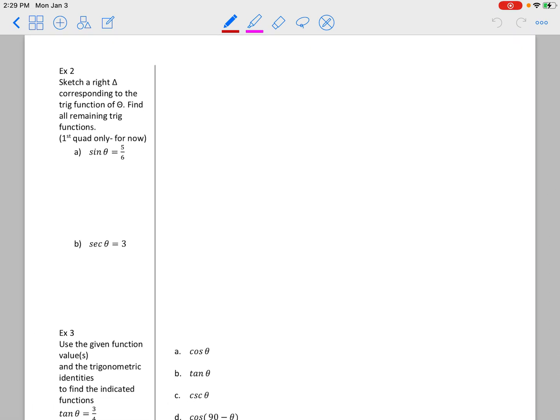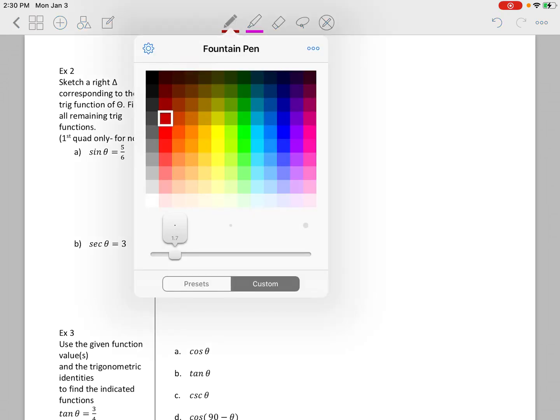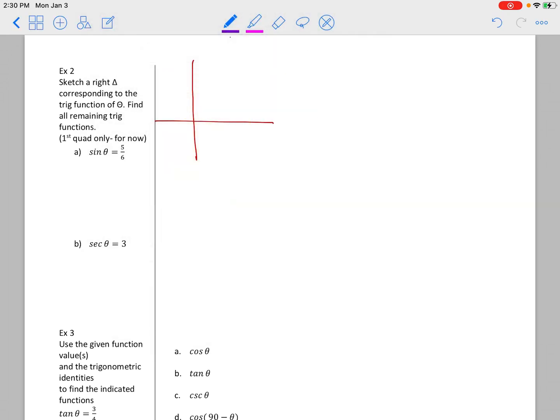All right, sketch a right triangle corresponding to the trig functions, and then find all of them. So we're basically doing this off of a graph. We're going to be using the first quadrant for right now. So everything's going to be in the first quadrant, but later on that's going to change. So I'm just going to sketch this. I'm going to make a right triangle here, going from the origin up, and the angle is always going to be with the x-axis. The angle always goes with the x-axis.